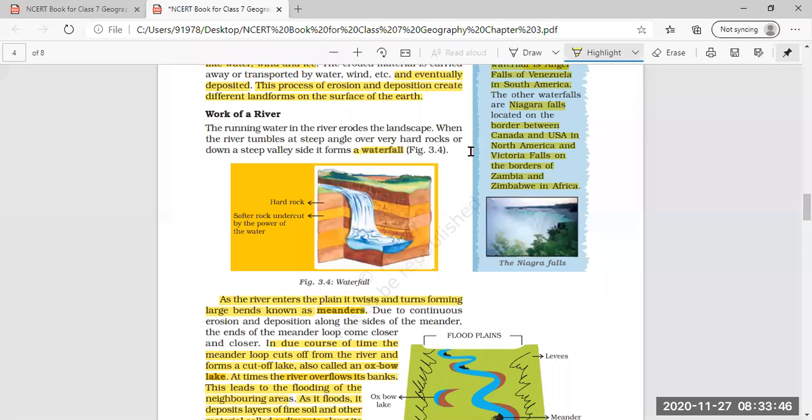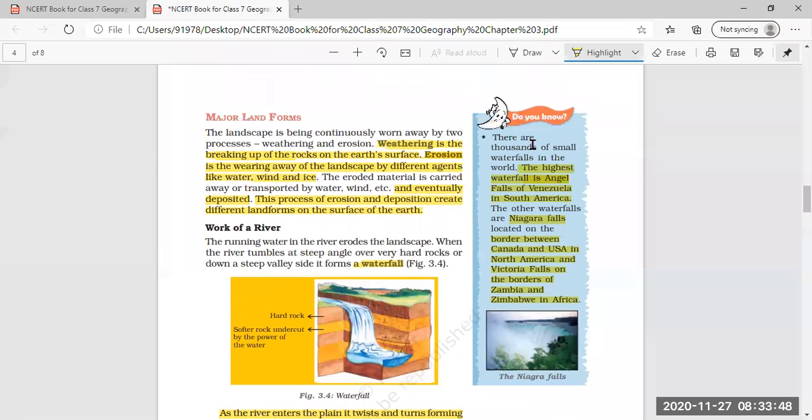And this, the examples are given. Here you can read that. Do you know there are thousands of small waterfalls in the world? The highest among that is the Angel Falls of Venezuela. You can underline this, which is the highest waterfall. The highest waterfall is Angel Falls of Venezuela, and Venezuela is present in South America.